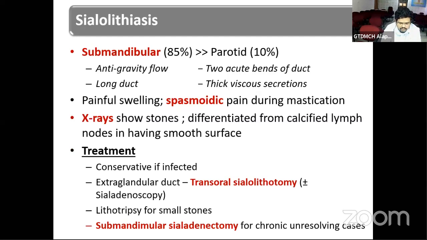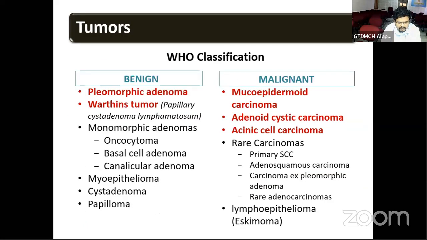You can remove them by extraglandular transoral sialolithotomy, lithotripsy, or sialodochectomy. In chronic cases, we can do submandibular sialadenectomy. These are the tumors in the salivary gland. Okay.